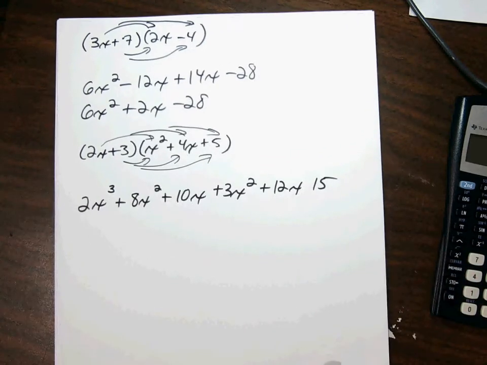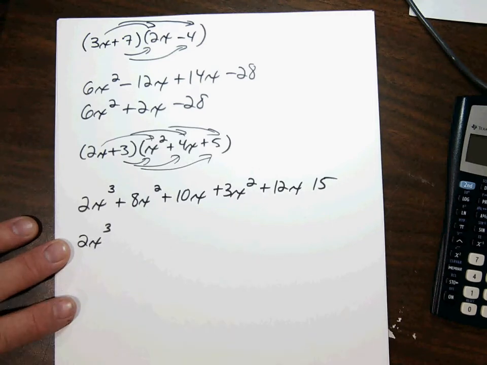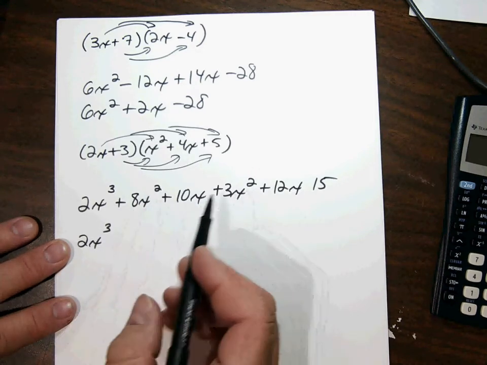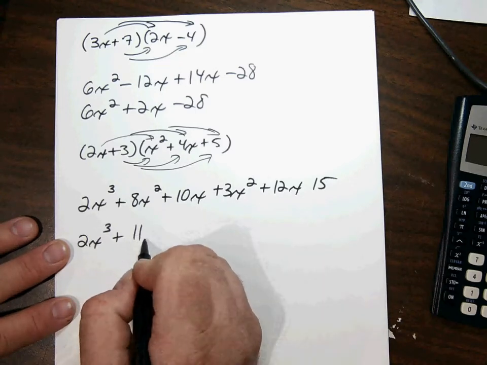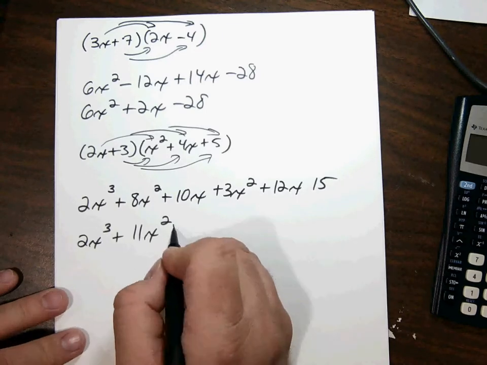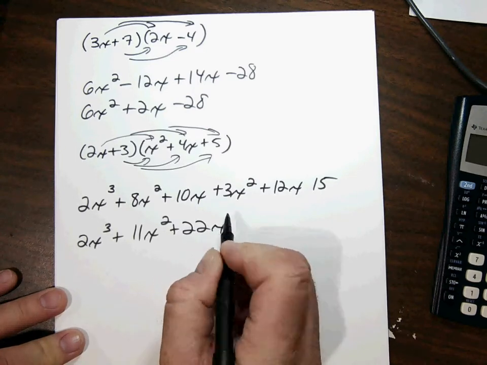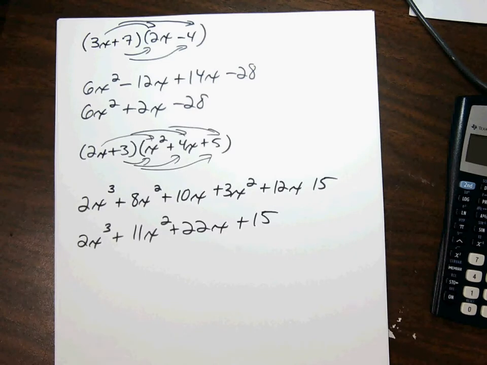We've got to combine some like terms here. Well, there's only one x cubed here, so we're going to leave 2x cubed alone. I've got a couple of x squareds I can put together, the 8x squared and the 3x squared. They're both positive, so I'm going to get 11x squared. What else can I do here? I've got a 10x and a 12x, again, both positive. That's going to give me a 22x, and then 15's flying solo here, so nobody to combine with, and there we go. All done.